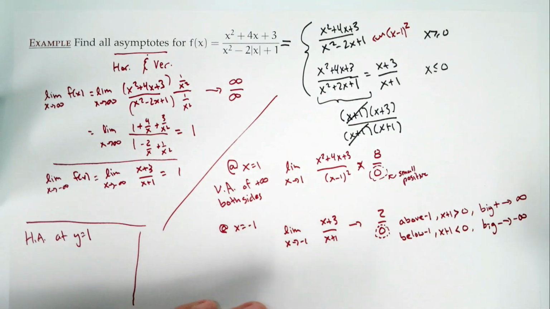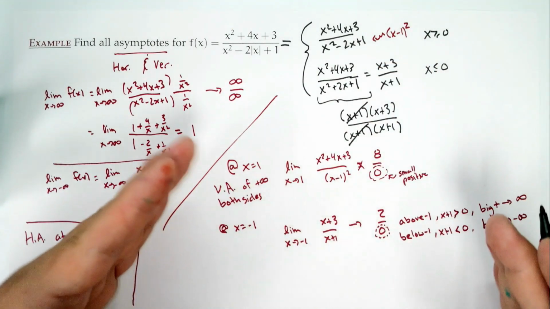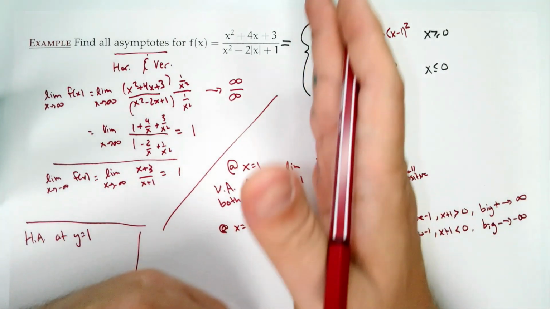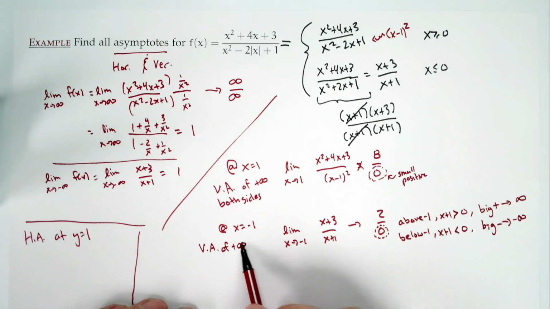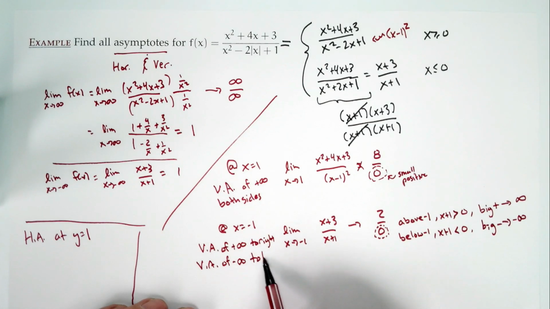So now we have a different behavior. See, at x equals 1, we were going up on both sides. And at negative 1, well, we're sort of diverging. They're going in different directions. So we have a vertical asymptote of plus infinity to the right, and a vertical asymptote of minus infinity to the left.